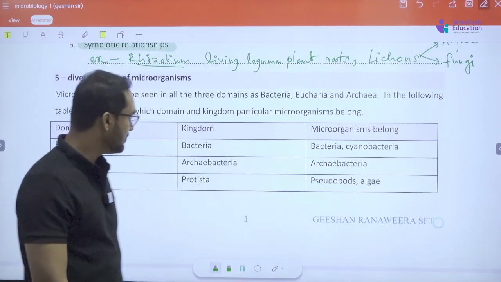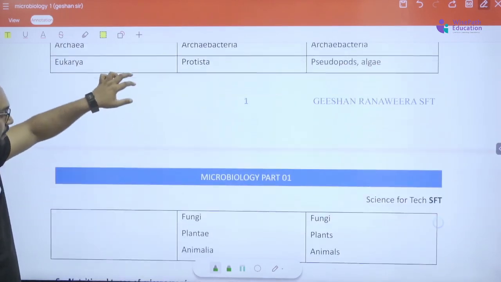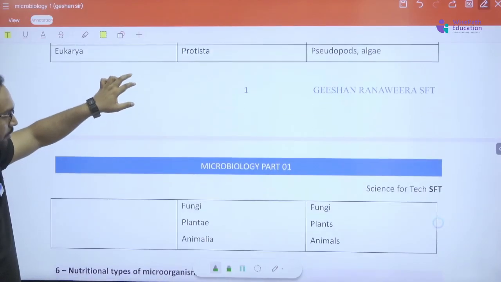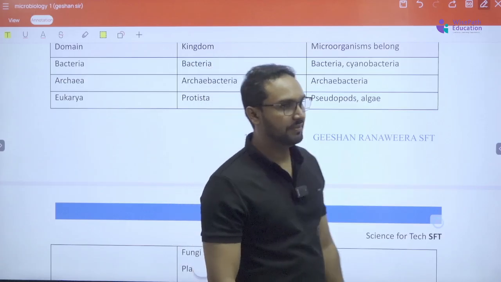And when it comes to the eukarya, there are a few kingdoms. Like, there are only 4 given. Different divisions are there.